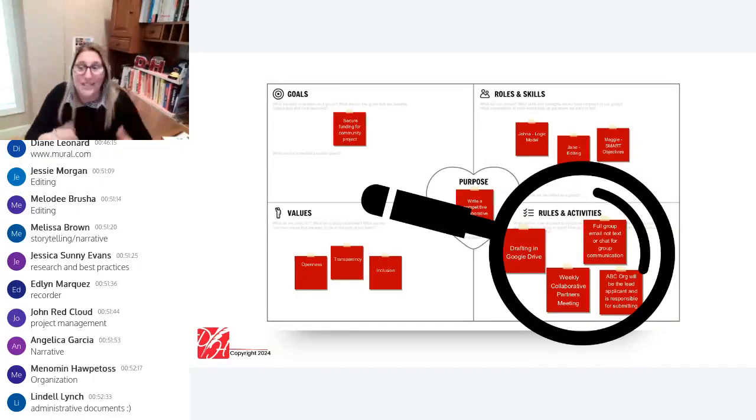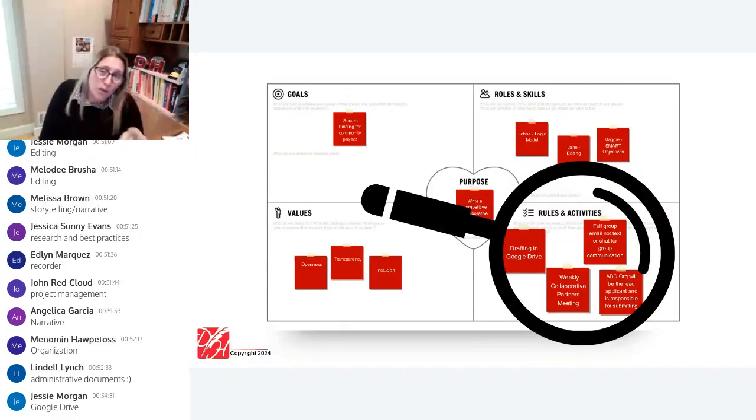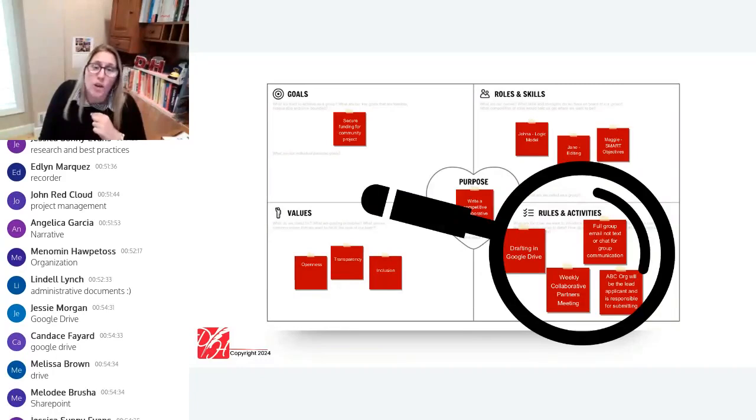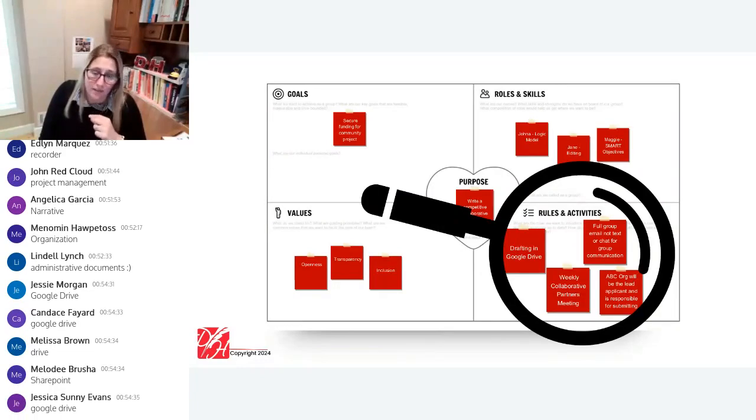So here, let's test the theory. In the chat box, could you please tell me where would you prefer to do collaborative writing with a team? Google Drive, SharePoint, Dropbox, VPN server, other tech that is not coming to mind for me right now. Go ahead and tell me in the chat, if you got to pick, where do you want to do your collaborative writing?